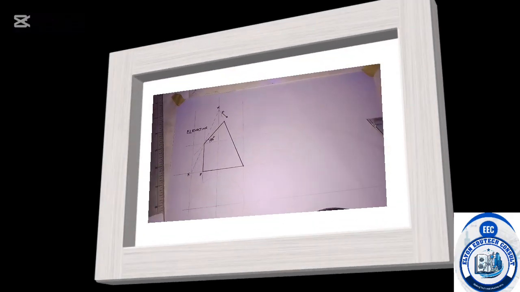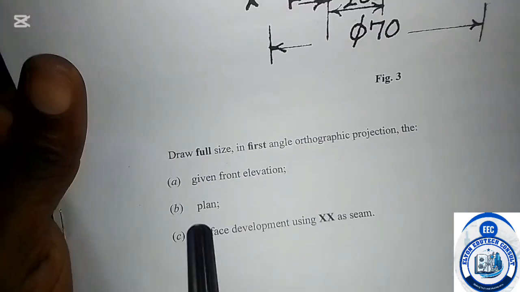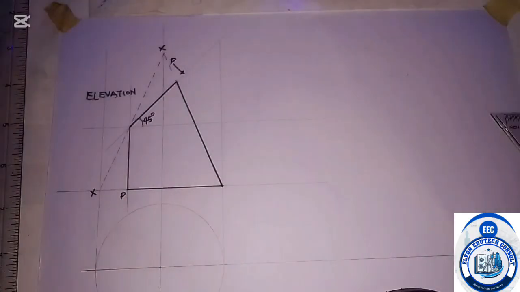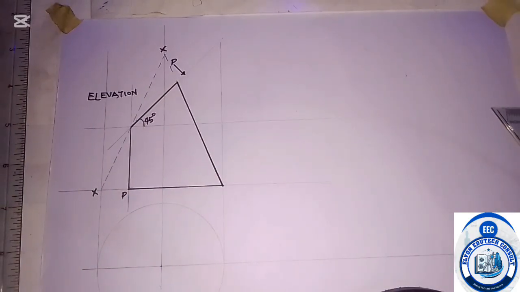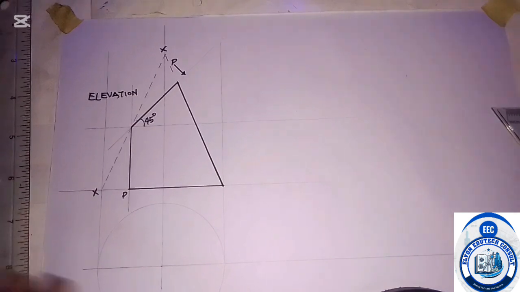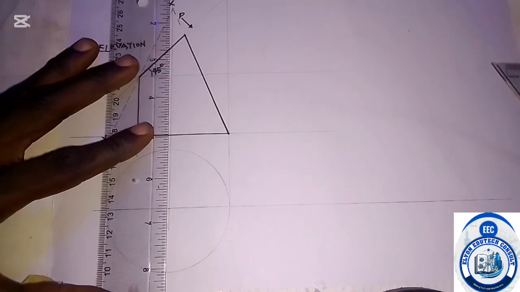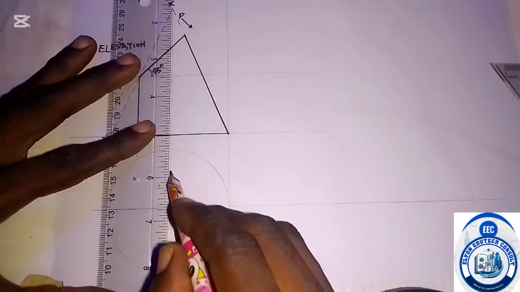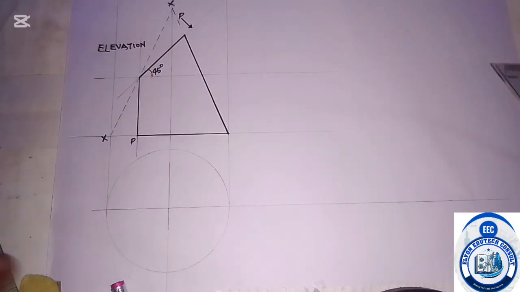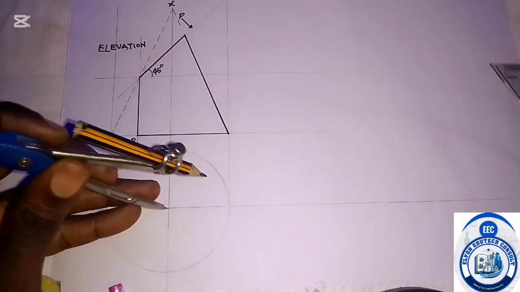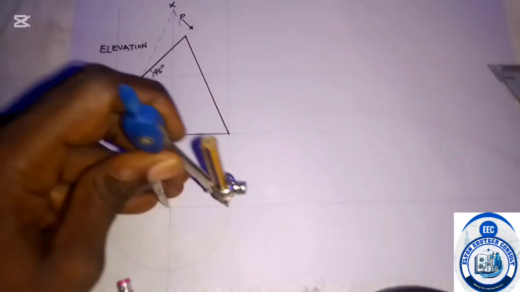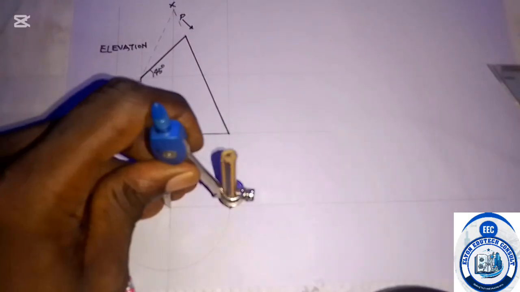All right, now so quickly we go to the plan. So how do we draw the plan? So what I'm going to be doing now, I'm going to be dividing this circle I have here, this circle at the base. I will divide that into 12. So I will do that quickly now. Divide that into 12 using the radius of the circle.